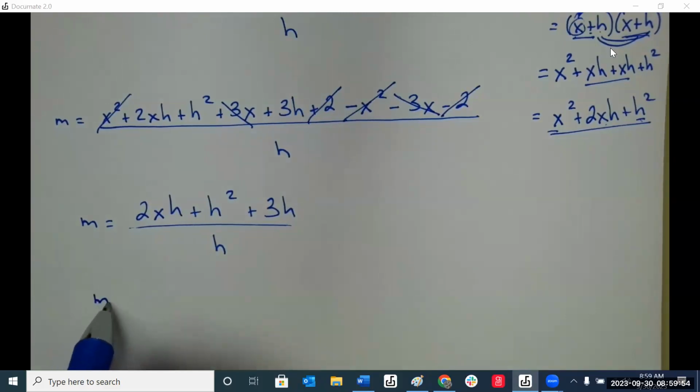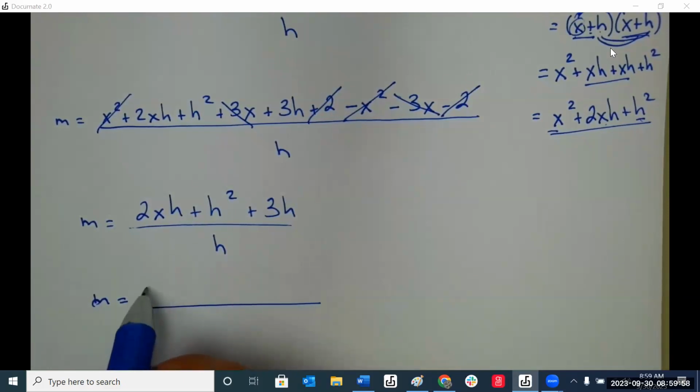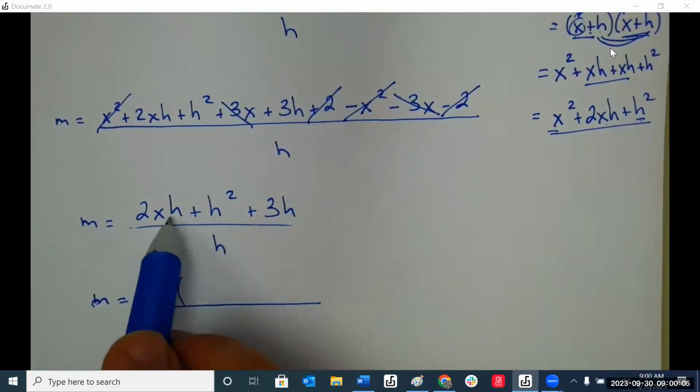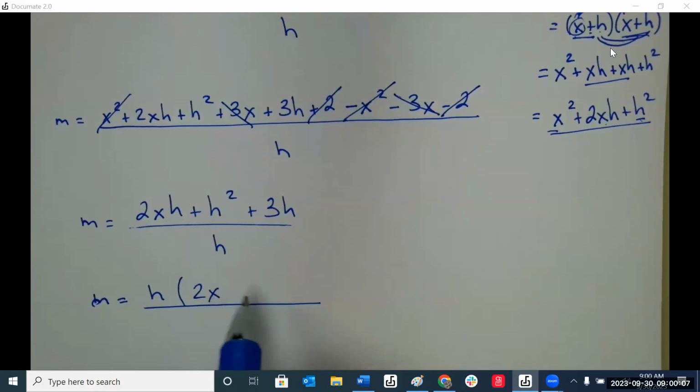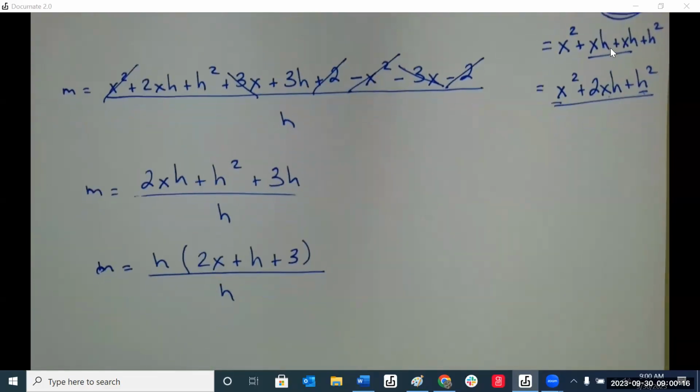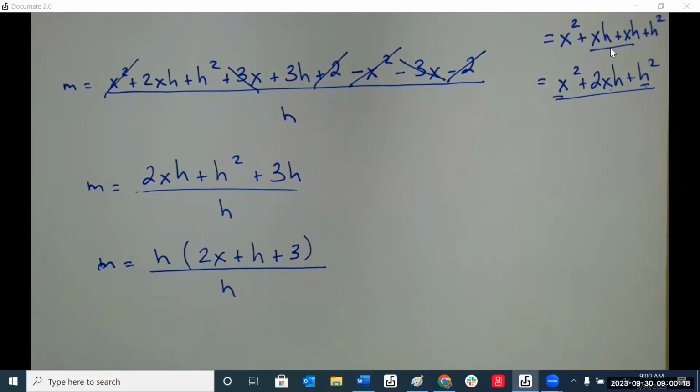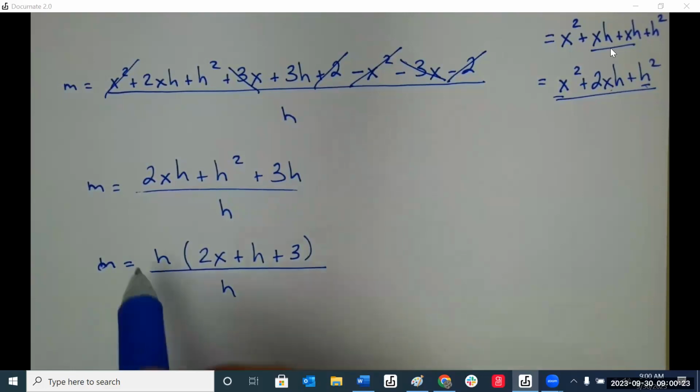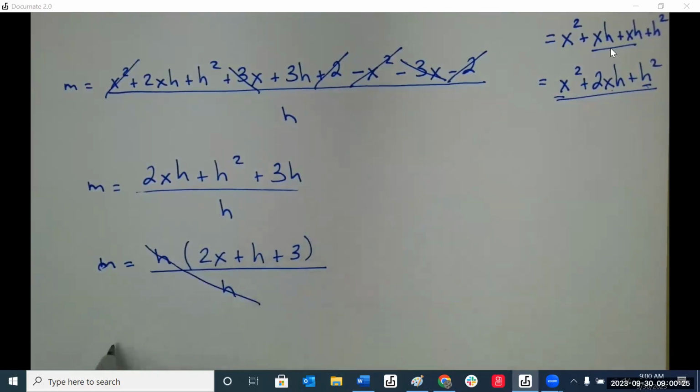Now, each of the terms in the numerator has one h in common. So I take out the h of the first one, I have 2x. I take out one of those h's, so I have h. Take out that one. The h's cancel.